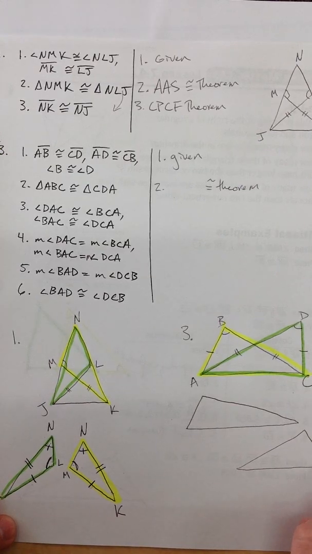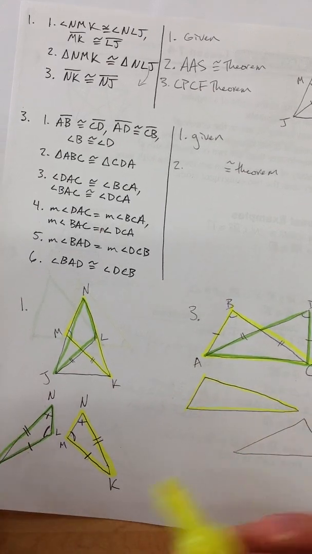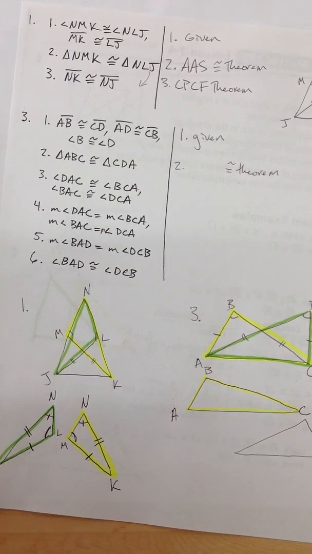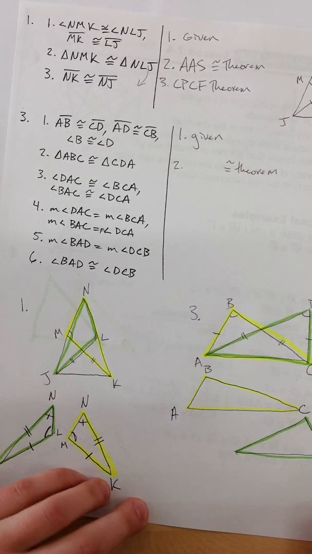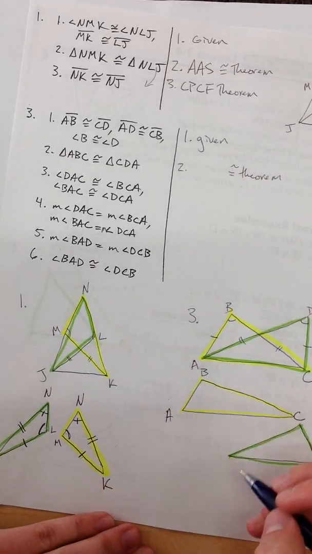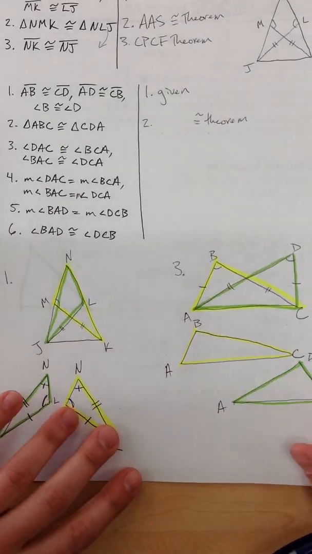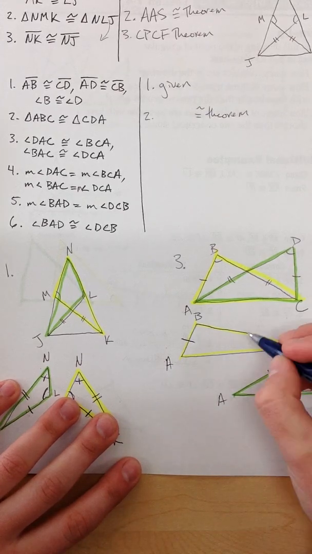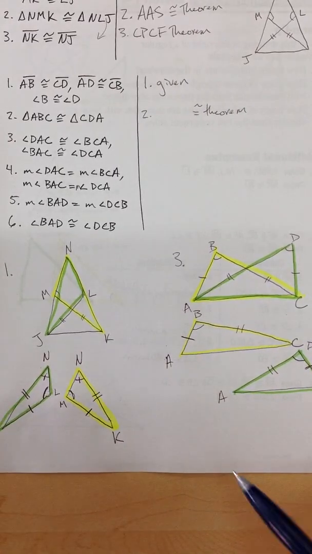This would be the green one. So my yellow one was A, B, C, and then my green one, this other one here, is A, D, C. Okay, so the things that I had there, I had AB matching up with CD, I had AD matching up with CB, and then I had angle B matching up with angle D, and those were the pieces of information from my given.